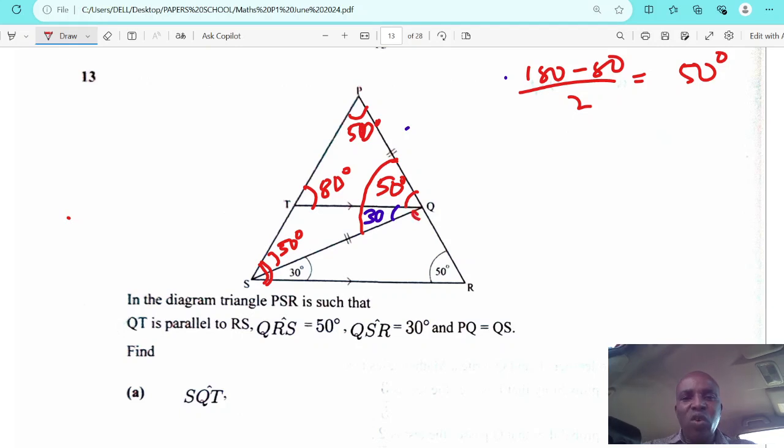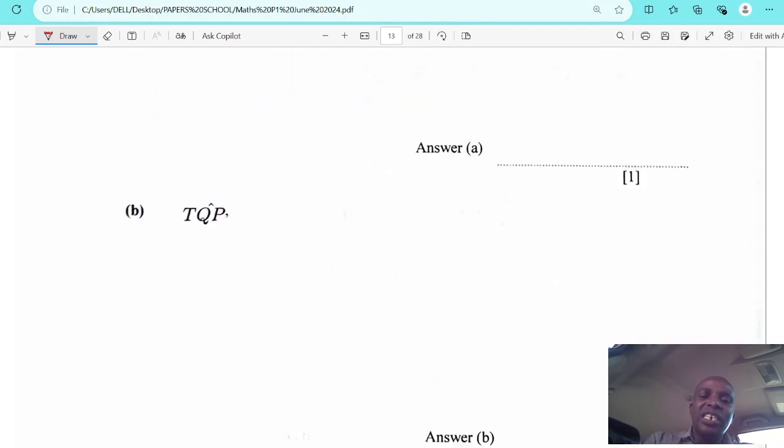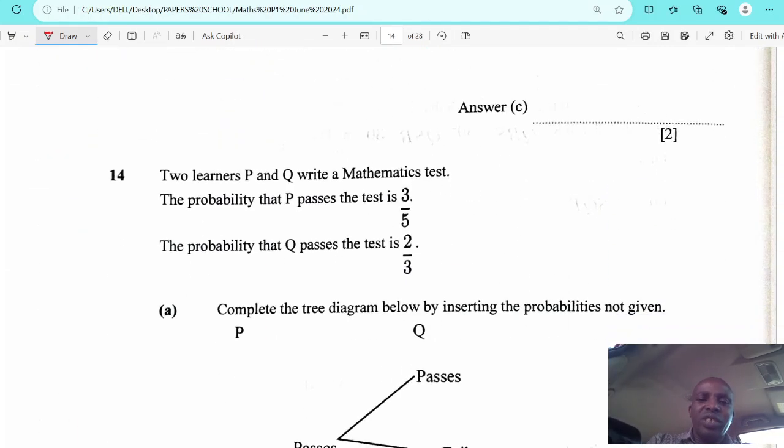Then the angle that is left, you can just say it's using triangle SRQ. You say angles in a triangle add up to 180. 30 plus 50 is what? 80. 80 from 180 is 100. So this angle is 100 degrees. Done. So actually I found all the angles.